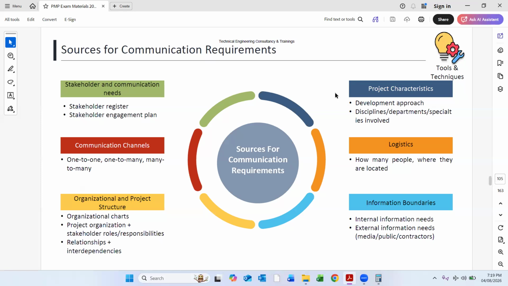Also we have information boundaries, like which information should be shared, which information is confidential. Then we have logistics, how many people and where they are located. So this is all part of the logistics. And characteristics like development approach, disciplines, departments, and specialities involved. So these are all sources of communication requirements.